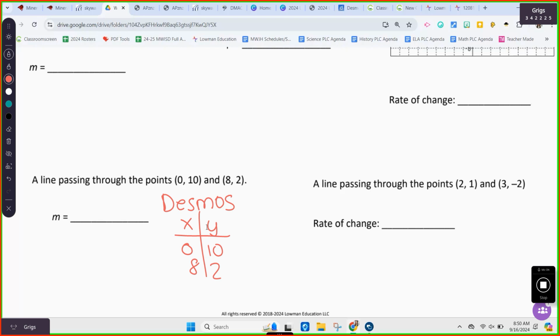Alright. What did you get as your slope? Negative 1x plus 10. As your slope? Negative 1. What's your y-intercept? 10. So if I were to put this in slope-intercept form, it would say y equals -1x plus 10. Could I also write it as y equals -x plus 10? Yes.